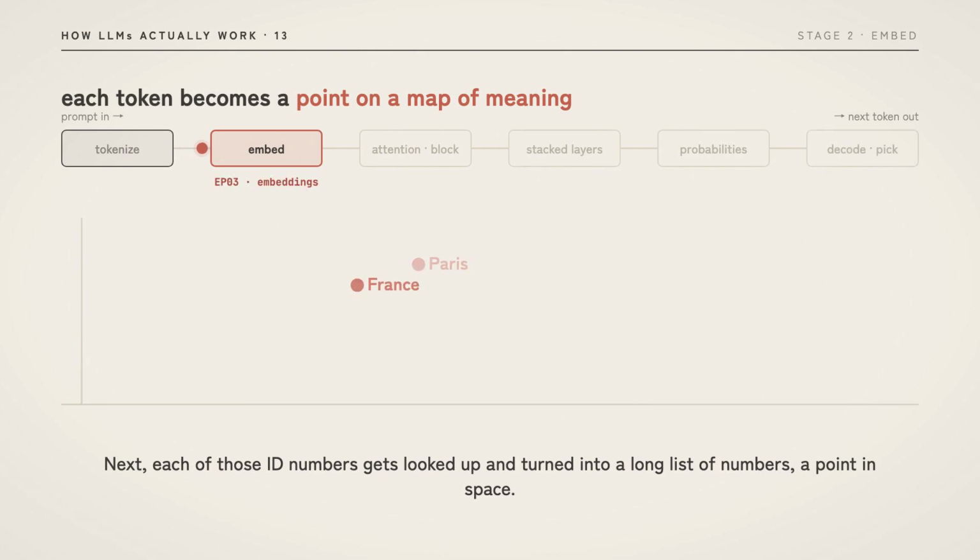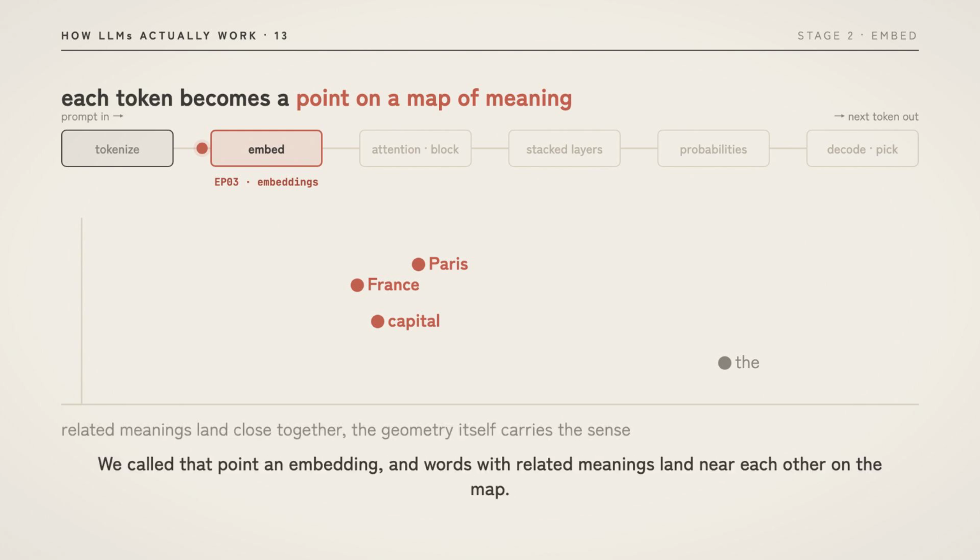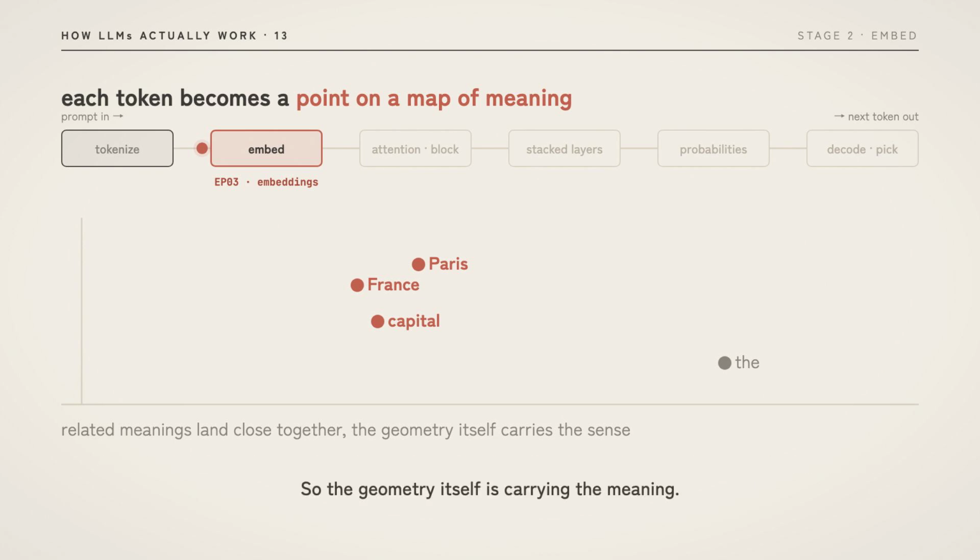Next, each of those ID numbers gets looked up and turned into a long list of numbers, a point in space. We call that point an embedding, and words with related meanings land near each other on the map. So the geometry itself is carrying the meaning. Right now though, those points are generic, just the plain dictionary sense of each word. They don't yet know they landed in this particular sentence. Fixing that is the next stage, and it's the one that changed the whole field.